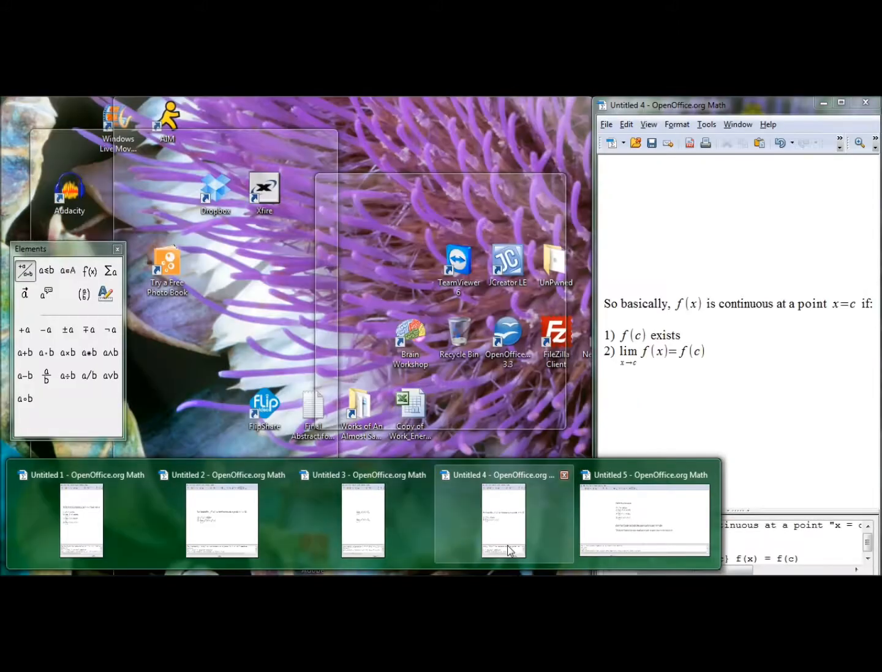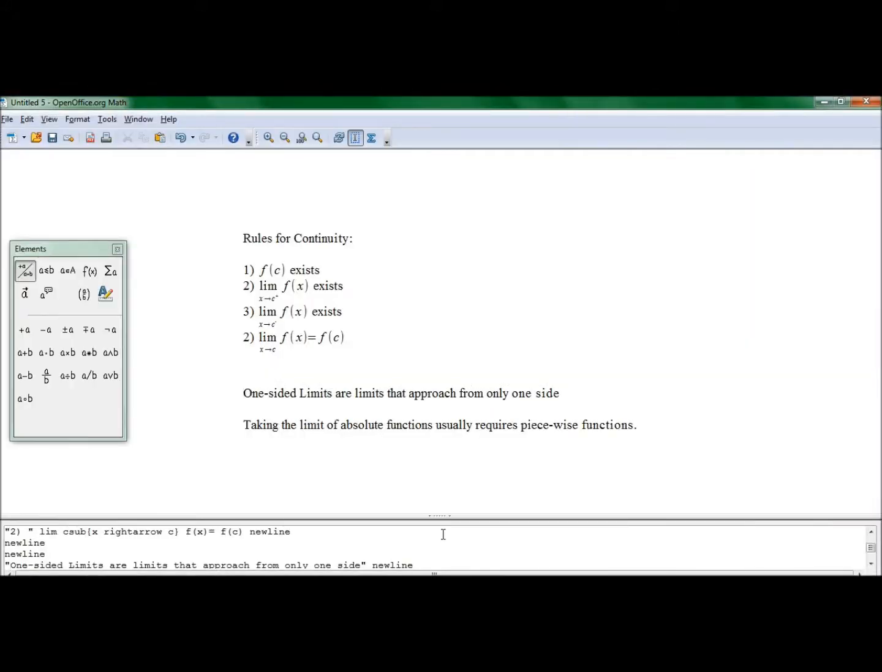So what you basically want to grab from this lesson is this. You want to remember the rules for continuity. Although it would be easier to just remember the simplified rules, you should remember the 4 formal rules, which is that f of c exists, the limit of f of x as x approaches c from the positive side exists, the limit of f of x as x approaches c from the negative side exists, and the limit of f of x as x approaches c is equal to f of c. You also want to remember that one-sided limits are limits that approach from only one side, which is either the positive or the negative side.